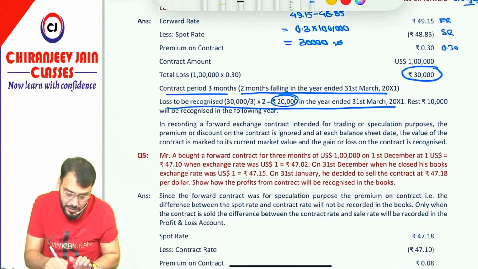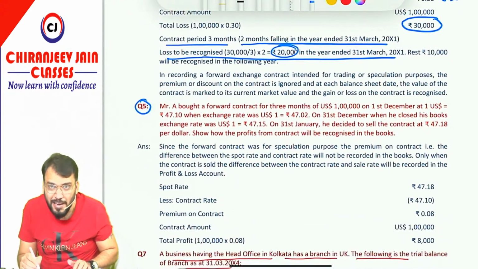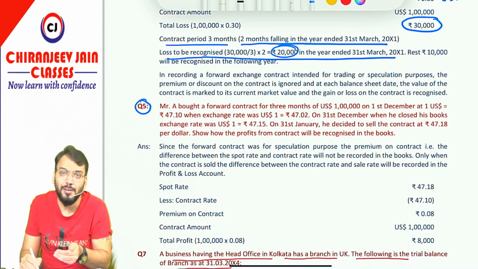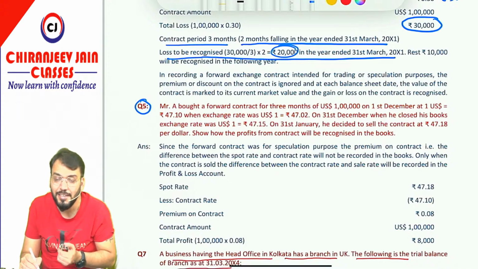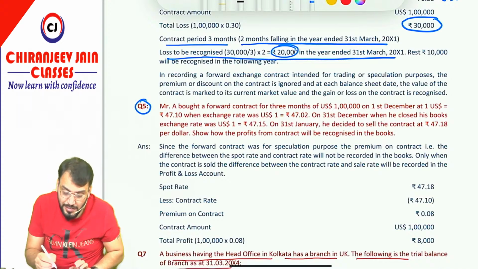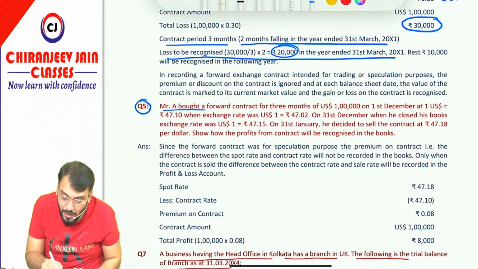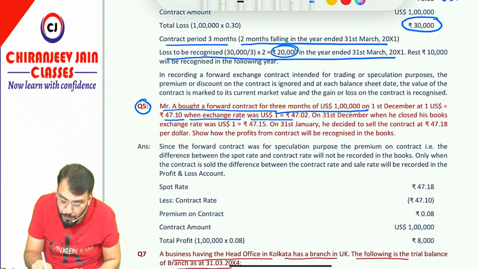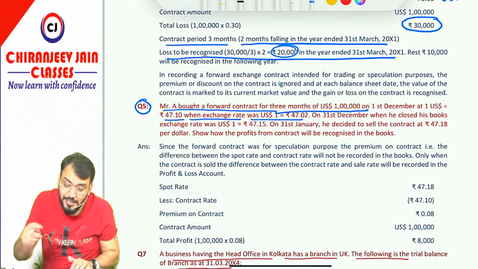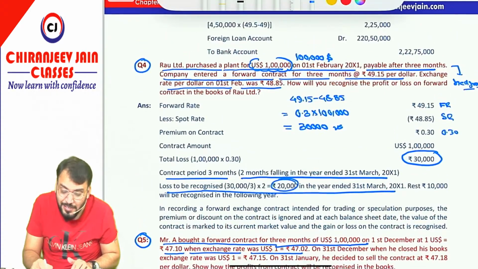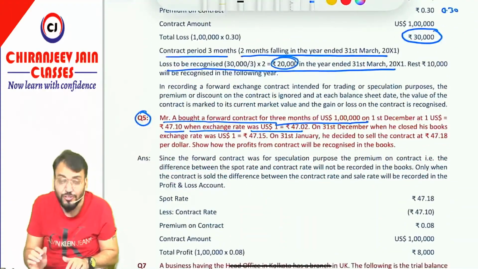The second question given is for speculation, to earn some short term profit. The forward exchange contract is held for the purpose of trading to earn some short term profit. In this case you can see Mr. A bought a forward contract for 3 months for 1 lakh dollar at 47.10 when the exchange rate was 47.02. You can see here there is no liability. In the previous question there was a foreign currency payable, means liability, but in this question there is no liability.